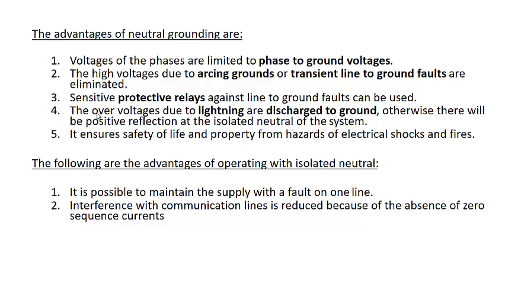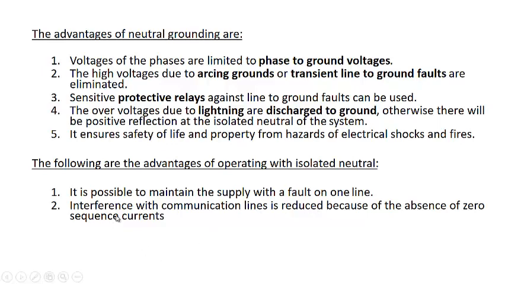One more important aspect of grounding is that it ensures safety of life and property from the hazards of electrical shocks and fires. So these are the different advantages, and because of these, we are very much compelled to go for neutral grounding. There are some disadvantages, but they are not so significant that we can go for isolated ground. But you should also know that with isolated neutral it is possible to maintain the supply with a fault on one line. If a fault occurs on one line, since there is no path for the current to flow, it will act as an open circuit. The other two lines will still continue to supply, but at higher voltages.